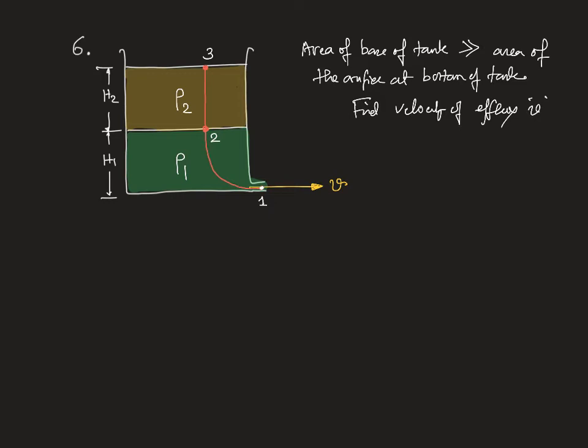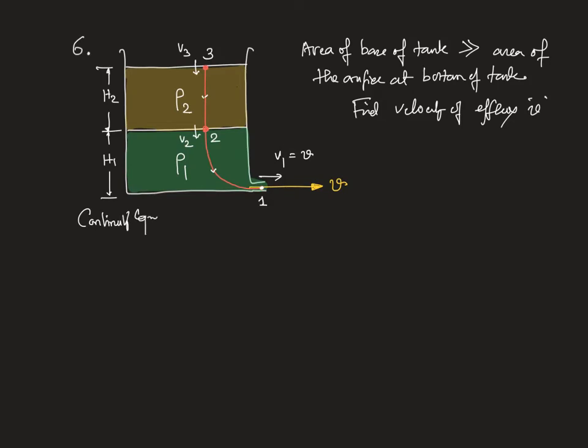Okay, now velocities are v2 here and v3 here and v1 here. That v1 is equal to V, the velocity of efflux, and along the streamline the fluid is moving along this given arrow. So we apply the continuity equation first.